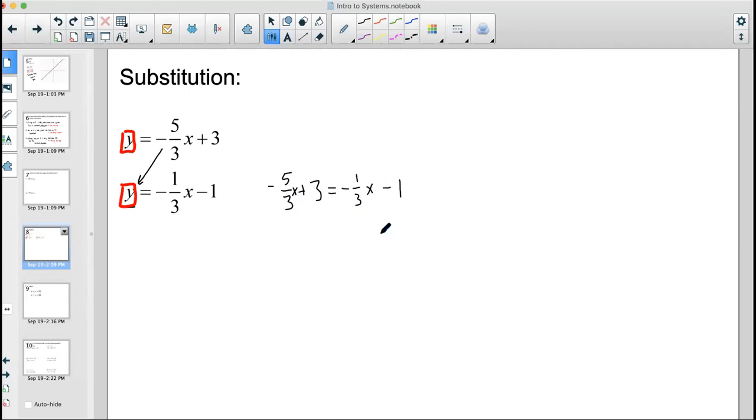And that gives me an equation with just an x in it, which is good because I know how to solve those. You may be thinking, I wish this didn't have fractions in it, and I agree with you, so let's get rid of them. I'm going to multiply everything in this equation on both sides by 3. So 3 times negative 5/3 x, the 3's cancel out, the negative 5 stays, negative 5x. 3 times 3 is 9. 3 times negative 1/3 is negative 1, so there's a negative x there. And then 3 times negative 1 is negative 3.